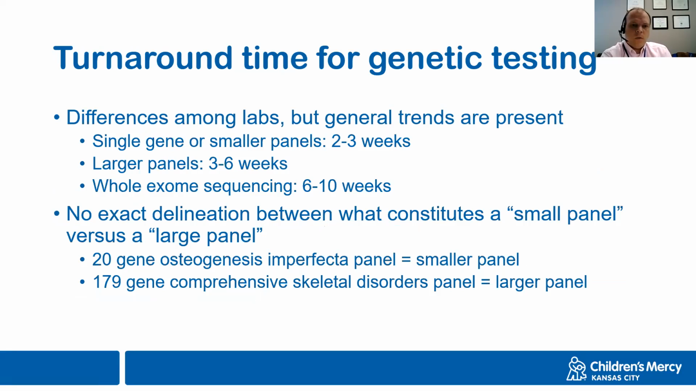Larger panels can take longer, and again, it depends on the lab, and it depends on how extensive your panel is. And then whole exome sequencing, we don't see the need for that a lot of the time for patients who clearly have OI, but I won't pretend that there's never a role for it in rare bone disease. But it's more like 6 or 10 weeks for something like that.